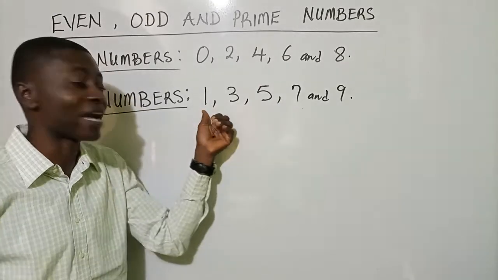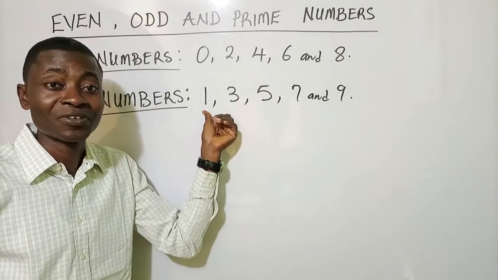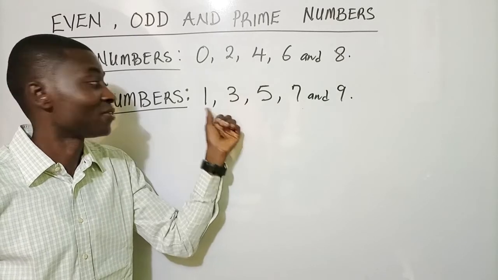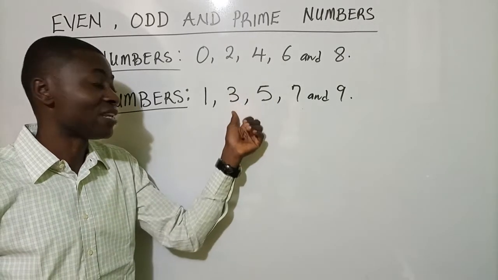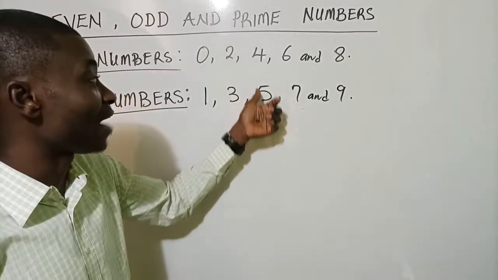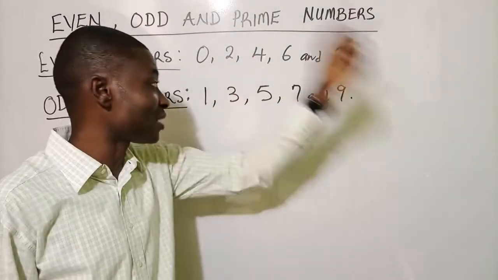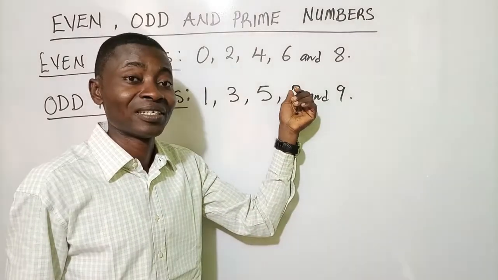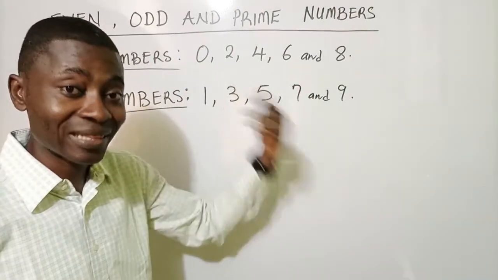For instance, 1 divided by 2, that is half, 0.5. You look at 3. 3 divided by 2, you have 1, remainder 1. Look at 5. 5 divided by 2, you're going to get what? 2, remainder 1. Look at 7. 7 divided by 2, you're going to get 3, remainder 1.